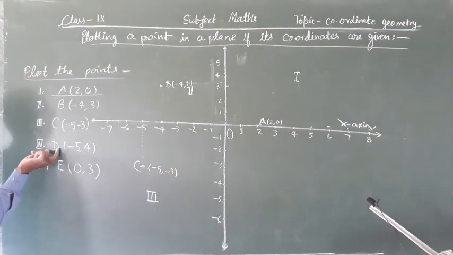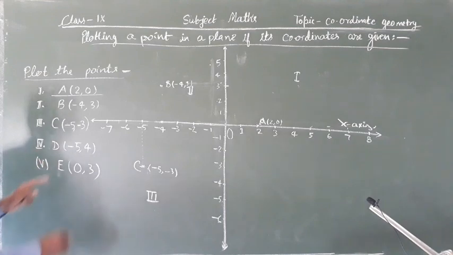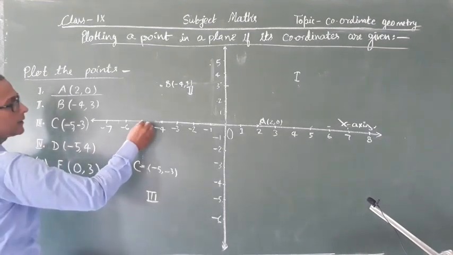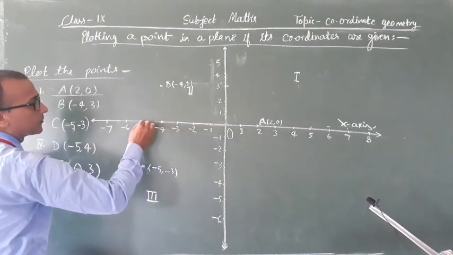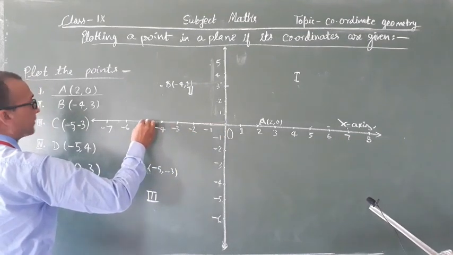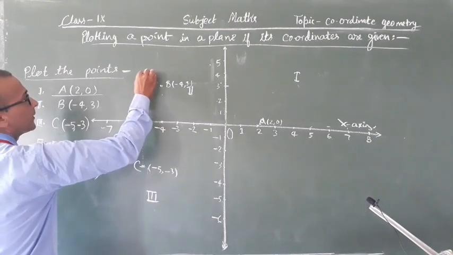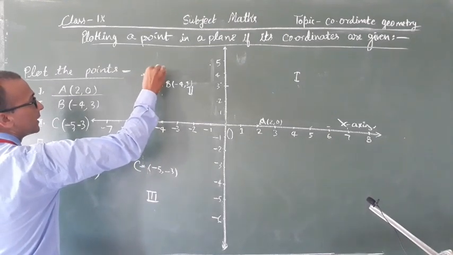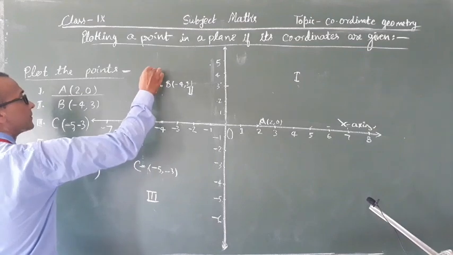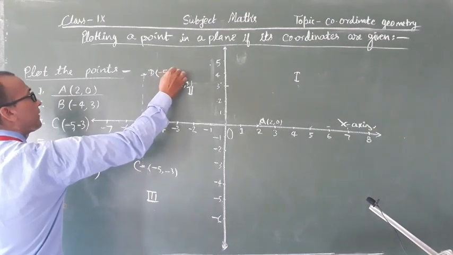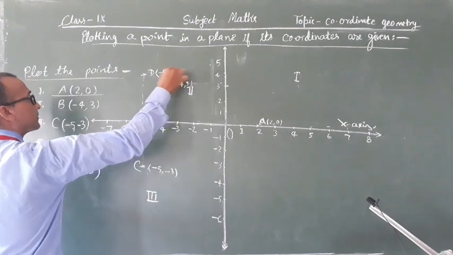Similarly, come to point D, which is (-5, 4). -5 units on the x-axis and the value on the y-axis is 4 units, in the upward direction. This point is point D, whose coordinate is (-5, 4).